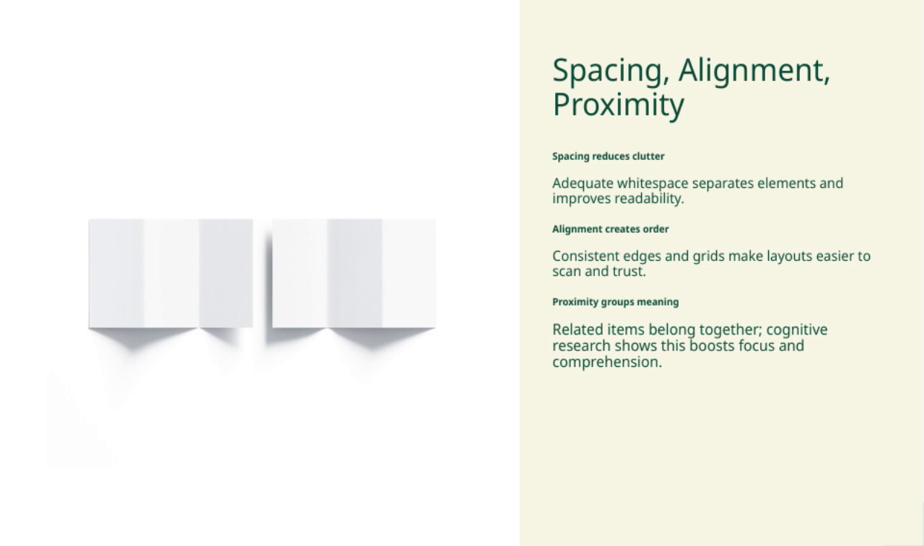Next, consistent edges and grids play a big role in making layouts easier to scan and more trustworthy. When elements align neatly, it creates a sense of order that guides the eye smoothly across the design. This consistency helps people feel more confident in reading and interpreting the content. Alignment, in general, creates a sense of order and cohesion. It ensures that everything appears intentional and organized, which makes the overall design more professional and easier to navigate.